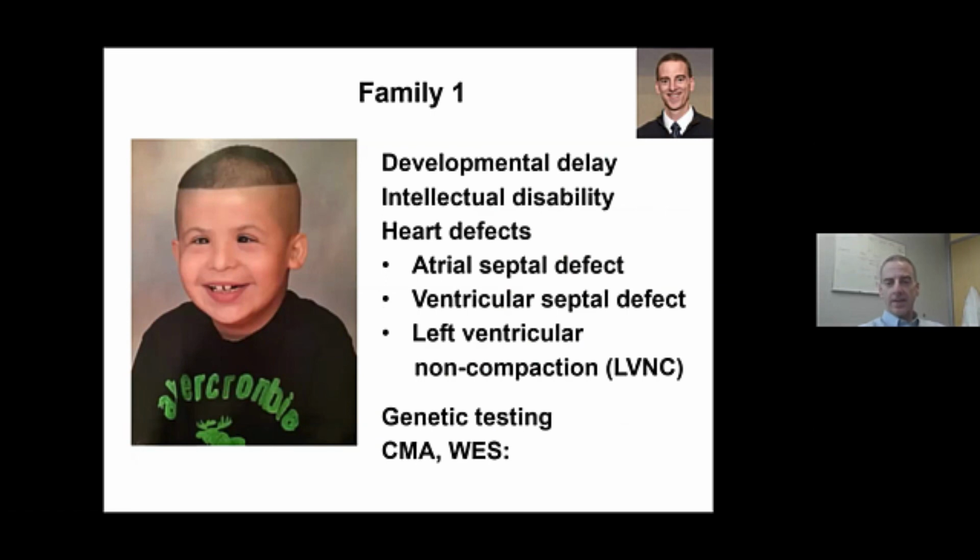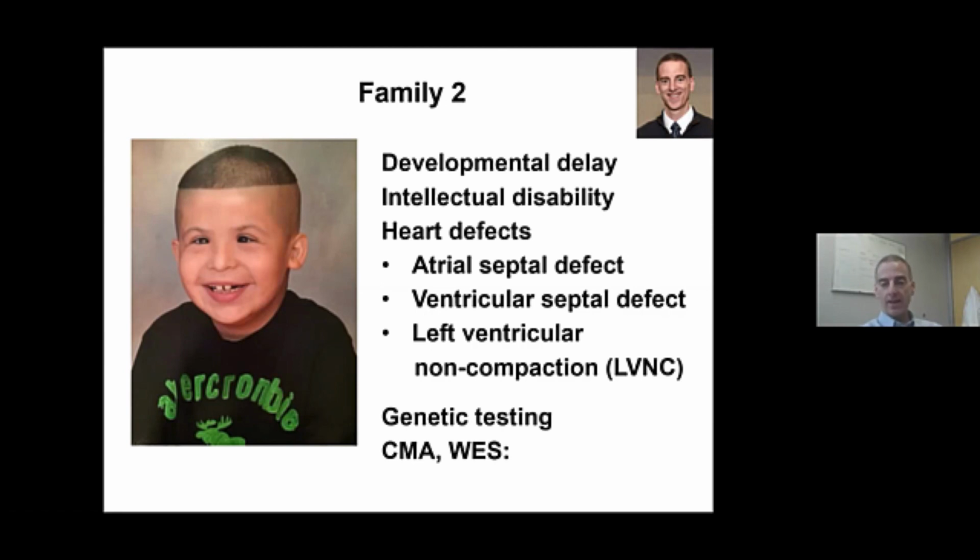The second family is a little bit different. Once again, a child who had developmental delay, some intellectual disability, but this particular child had a heart defect. He had an atrial septal defect, which is a hole in the top part of the heart, a ventricular septal defect, a hole in the bottom. He also had a special heart problem called left ventricular non-compaction. Basically, your heart muscle has to compact itself in order to be able to work correctly. If it doesn't go through that step, it becomes very loose and spongy and doesn't work the way it's supposed to do. This particular child had already had a chromosome microarray analysis, the first test I talked about, and had a whole exome sequencing test, which is the second test I had talked about.